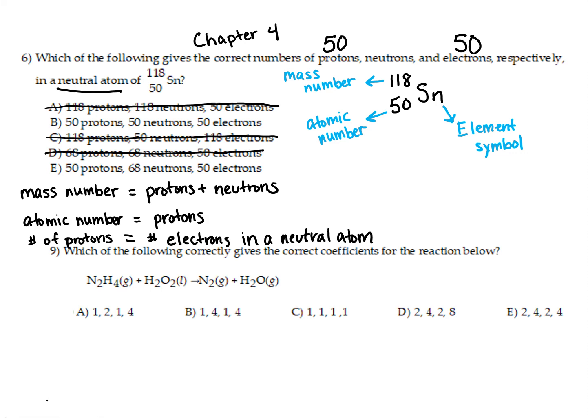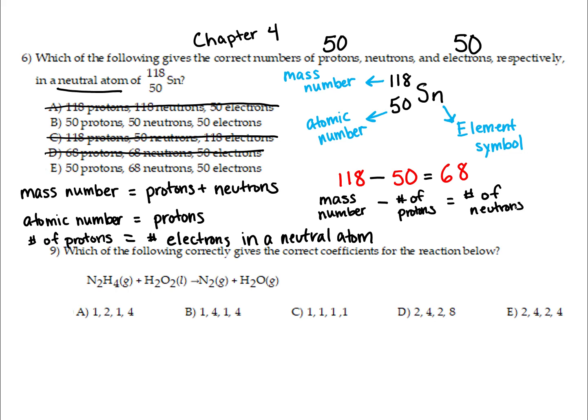Now, to figure out the number of neutrons, we have to use the mass number. The mass number is 118. And if we subtract the number of protons, which is 50, then we should get the number of neutrons. So I'll write that out for you. Mass number minus the number of protons will give you the number of neutrons. And that's 68.